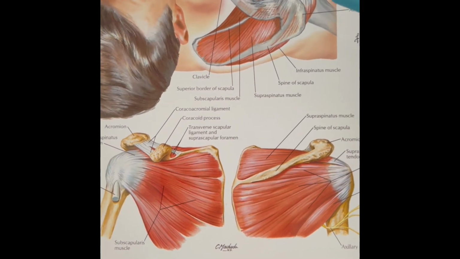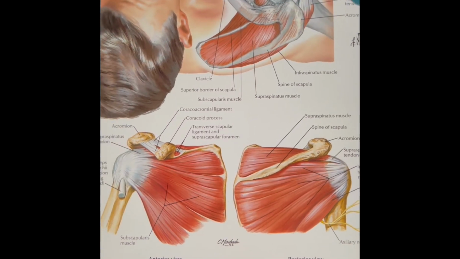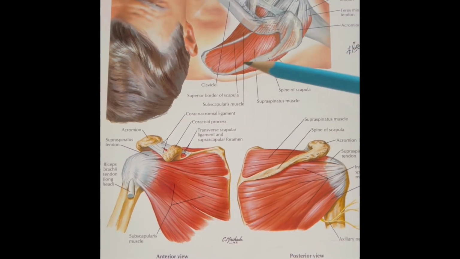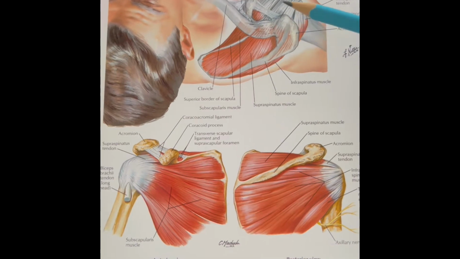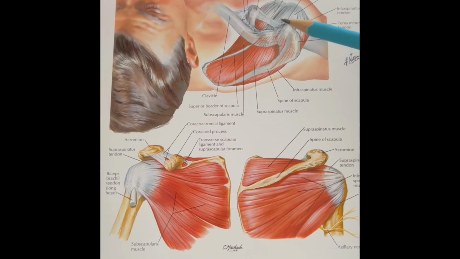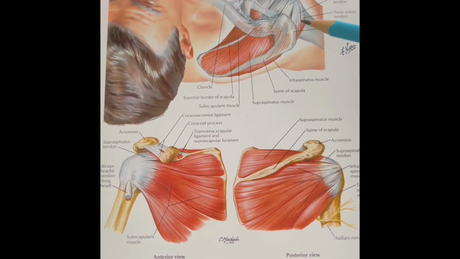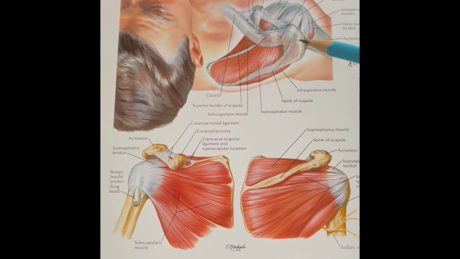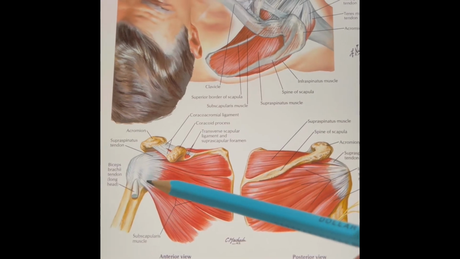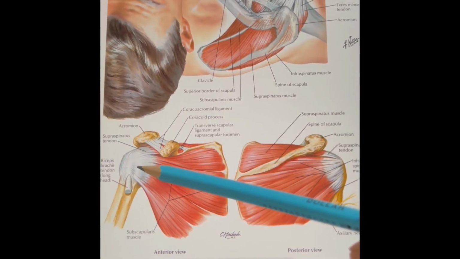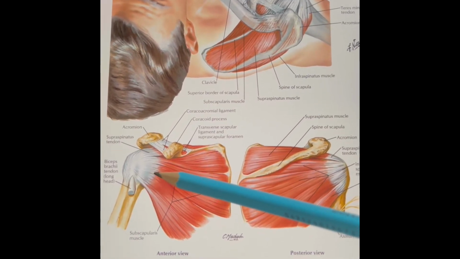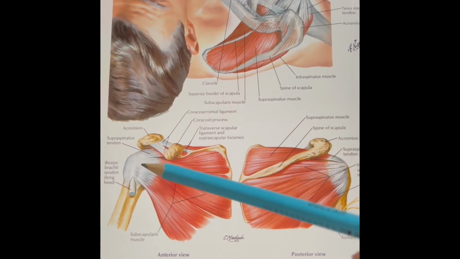The muscles around the shoulder are very important. This is the view looking from above. This one is the supraspinatus muscle, this is the subscapularis muscle, and this is the infraspinatus and teres minor muscle. If we look from the front, we can see the subscapularis muscle here. It attaches to the lesser tuberosity in the front of the shoulder joint, and this causes internal rotation of the shoulder.